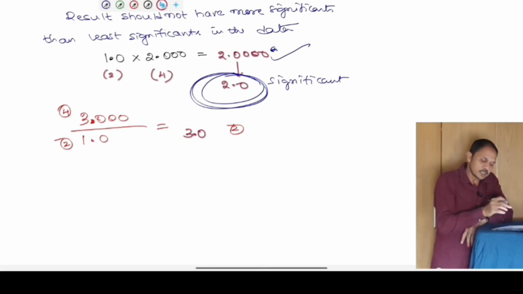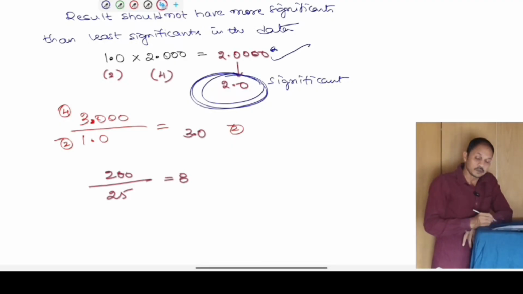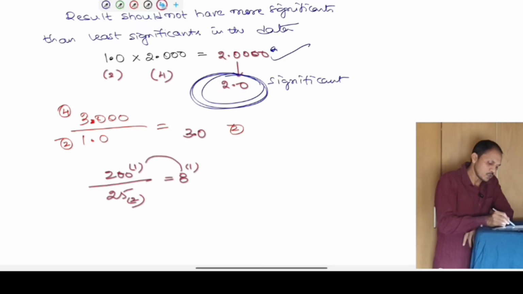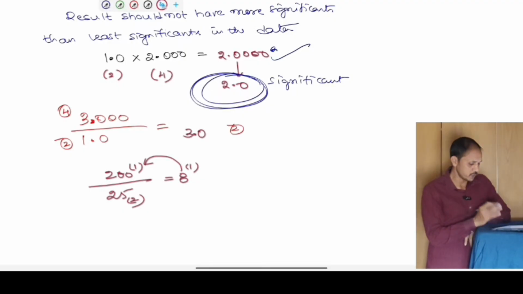Similarly, without decimals also, let's try one question. Suppose 200 by 25. The actual answer is 8, right? So here we need not do anything. Already, in the data, 200 has only one significant and 25 has two significants. The answer has one significant, equal to the least significance in the data. Now we need not round off anything, it is already rounded off, right?